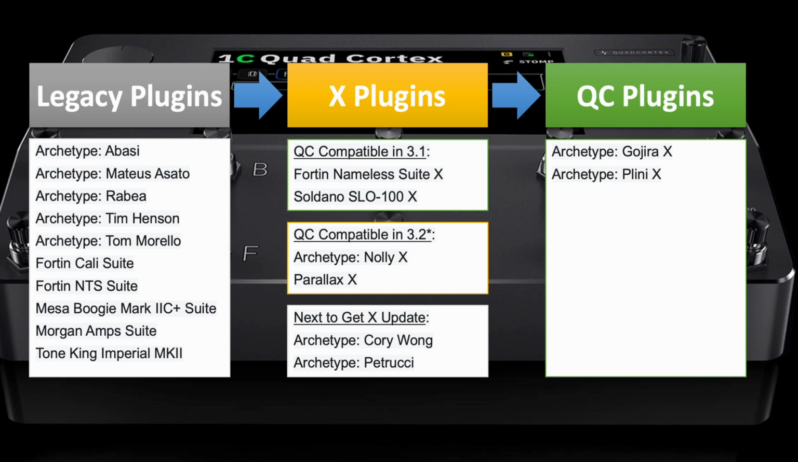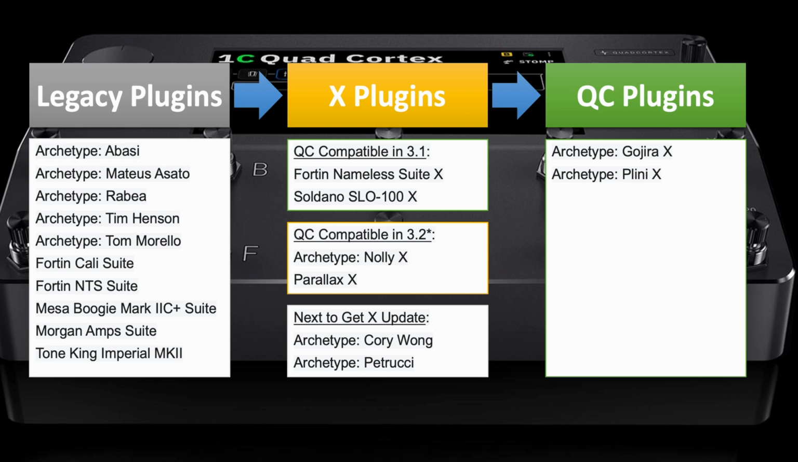That means the 3.1 release with the Fortin Nameless and the Soldano, you're talking somewhere around October. It means the Nolly X and the Parallax X, you're probably talking around January. That means the Cory Wong and the Petrucci, maybe you're talking next spring, March, April-ish. And we don't know anything about when they're going to put any of the other plugins into the X version, which is the first step they have to go through to be compatible with the Quad Cortex.